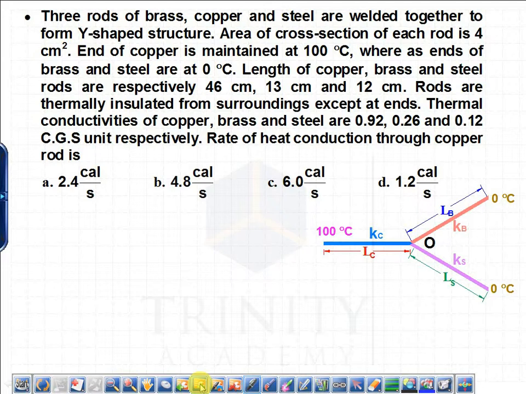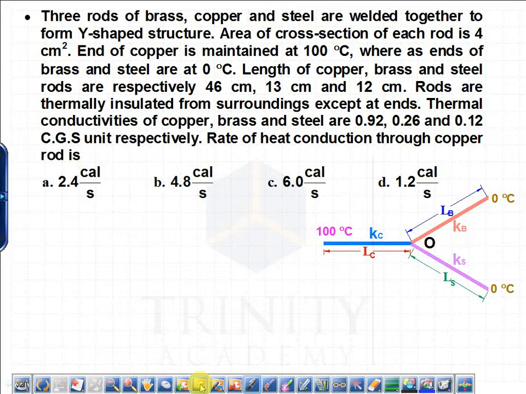The rods are thermally insulated from the surroundings except at the ends. The thermal conductivities of copper, brass and steel are 0.92, 0.26 and 0.12 CGS unit respectively. The rate of heat conduction through the copper rod is?